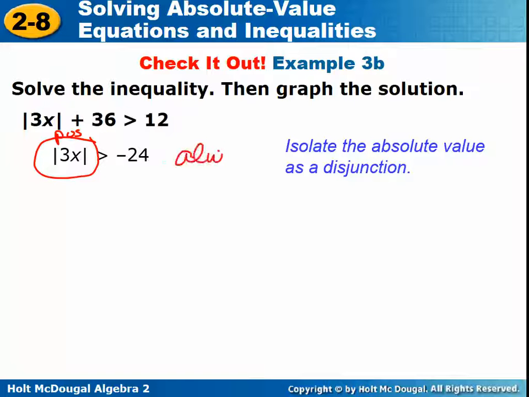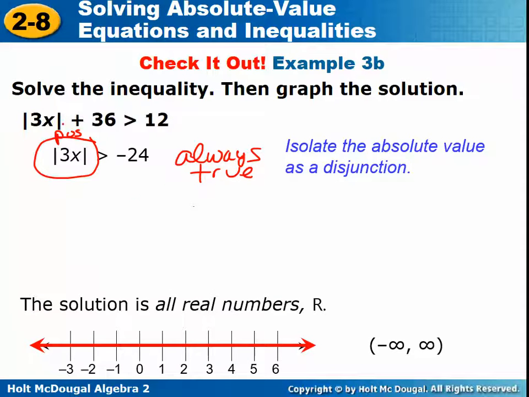Always. It's always true. No matter what x is, whatever value of x you can dream up and put in there, it's always going to be greater than negative 24 once you multiply it by 3 and take the absolute value of it. So you can right then go to the answer of all real numbers.